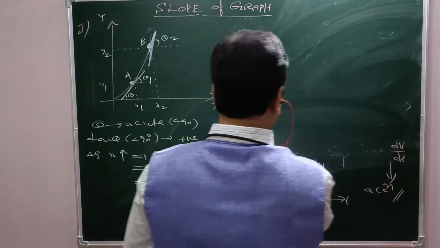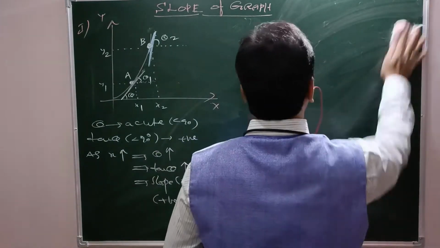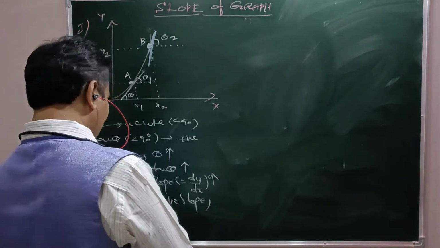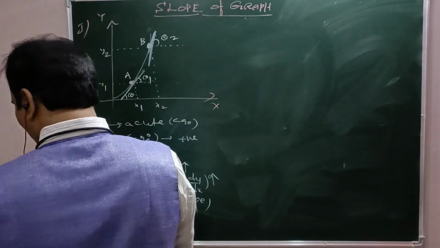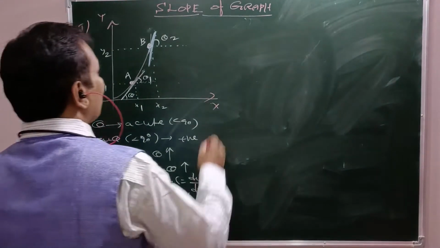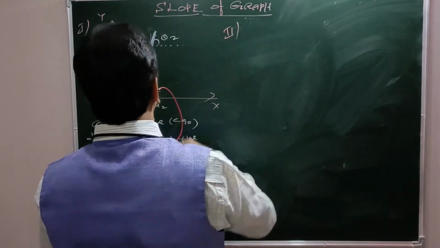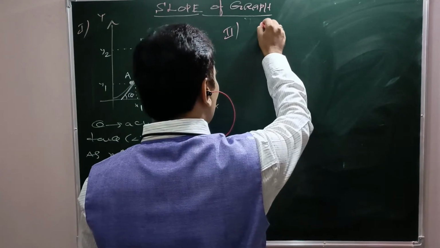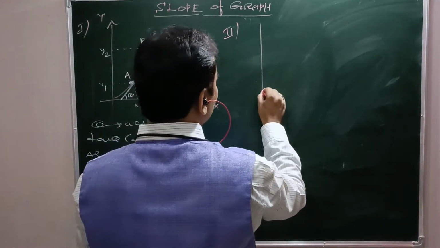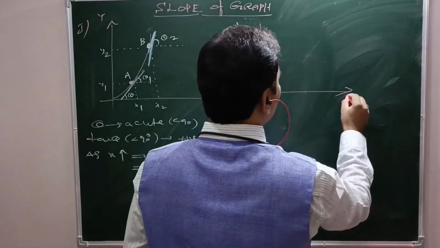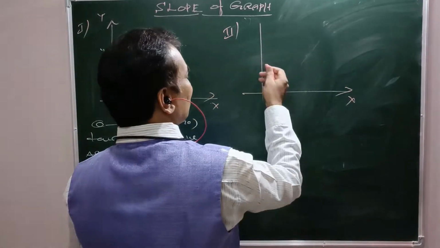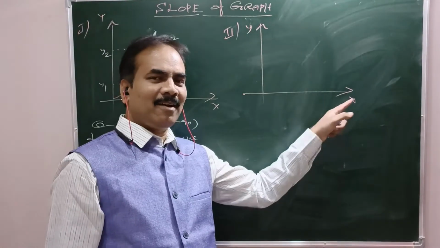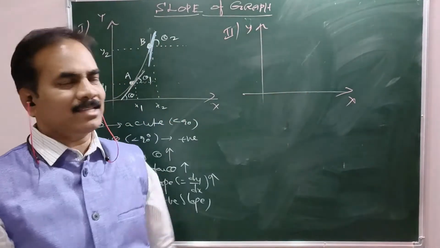Second example. What is that example here? Second example, that is, the variation of y versus x is as shown. For example, as shown, this is quantity x and this is quantity y. So quantity x is taken along the x-axis, quantity y is taken along the y-axis.